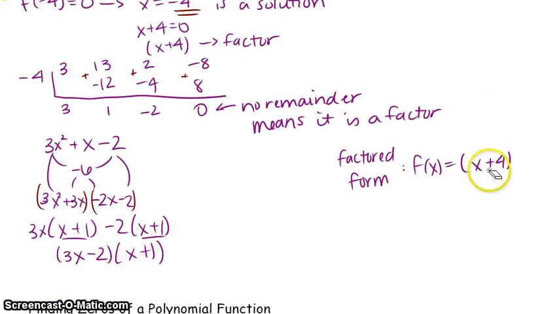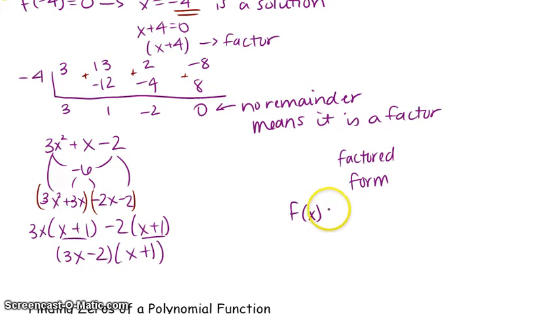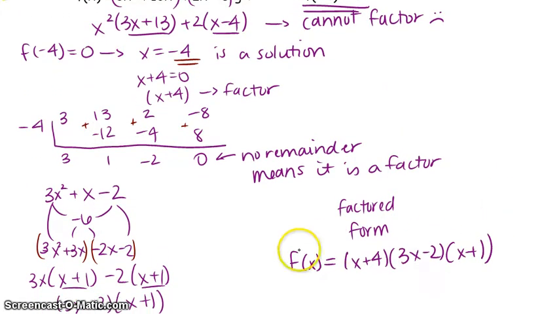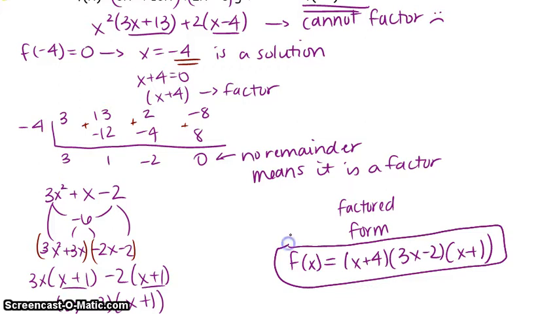So now I'm going to move them over to our factored form, but I didn't leave enough room, so I'm going to write it down here. You may have enough room, so you may have been able to write it. So we have our f of x equals x plus 4, and then we have our 3x minus 2 and our x plus 1. Okay, and that's all it asks us to do, is just to factor this. So this is our factored form. Don't forget your f of x here. That's a key mistake people make, but this is our final answer.